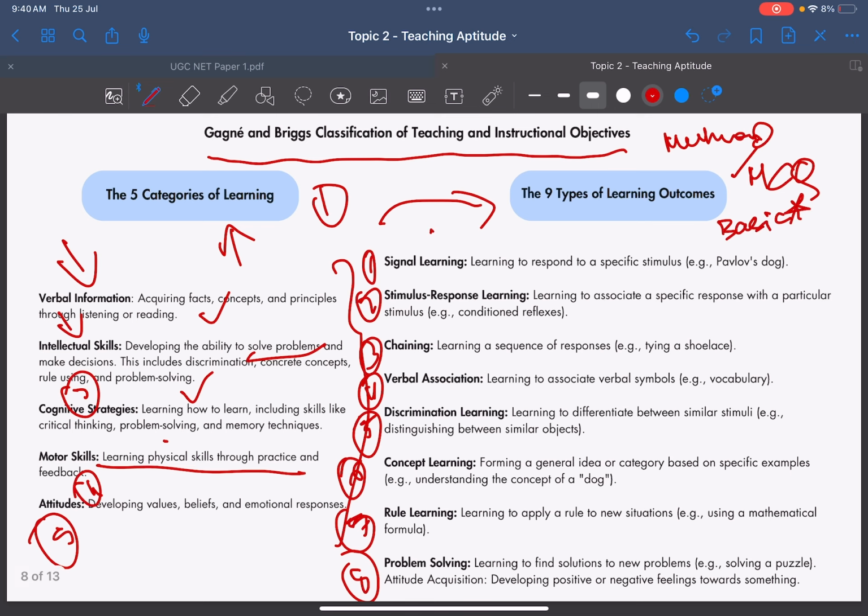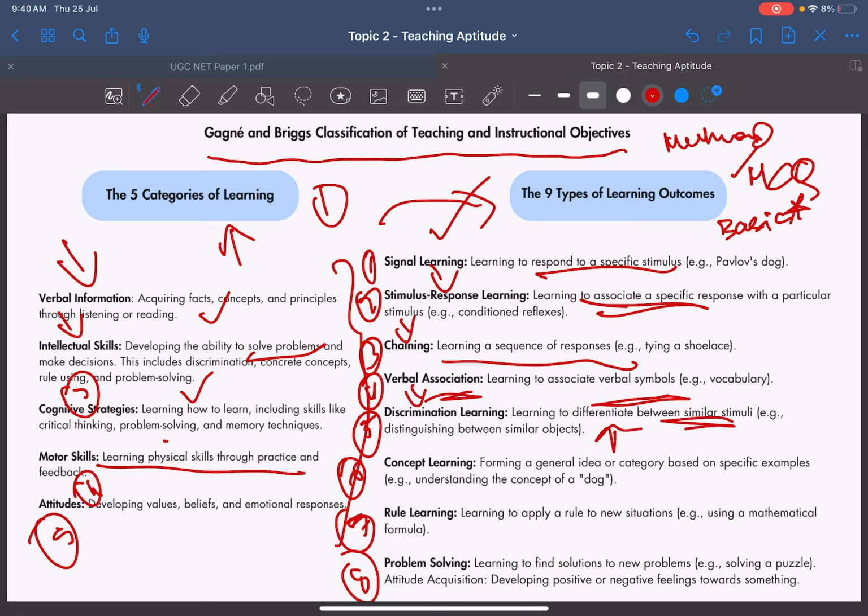Okay, so first is signal learning, where you're learning to respond. Next is stimulus response learning, learning to associate. Third is chain learning, a sequence of responses. Fourth is verbal association, learning to associate verbal symbols. Fifth is discrimination learning, learning to differentiate between similar stimuli. You have to know the key terms. So, whenever discrimination learning pops up, you know that it's about differentiating.